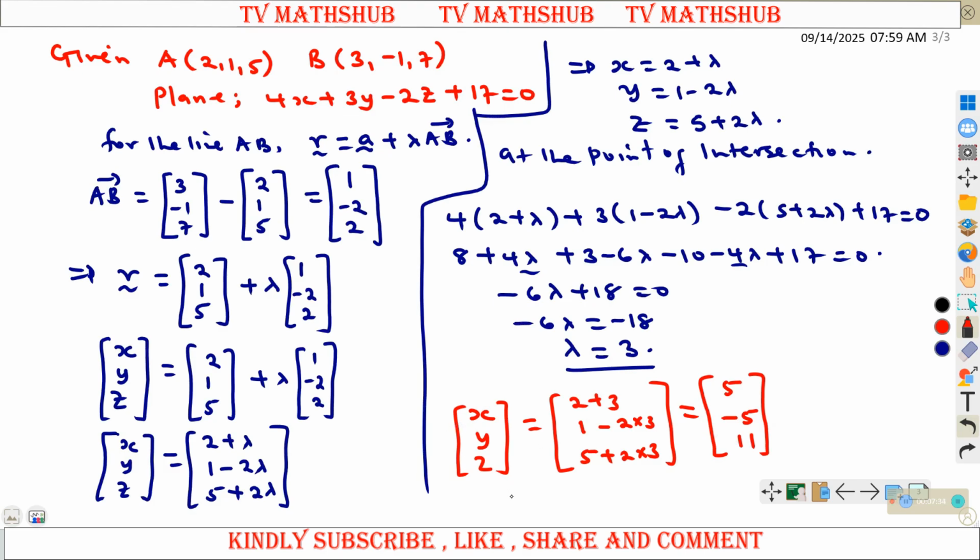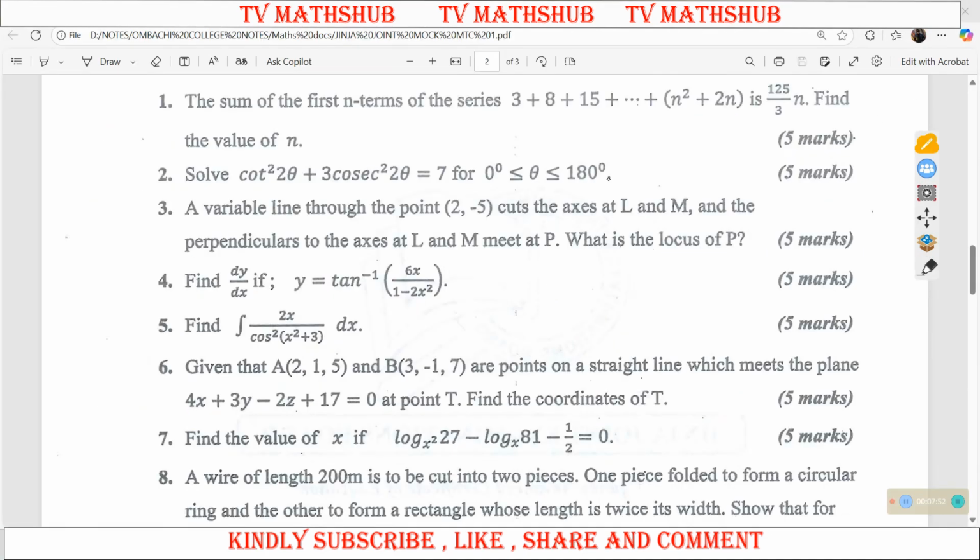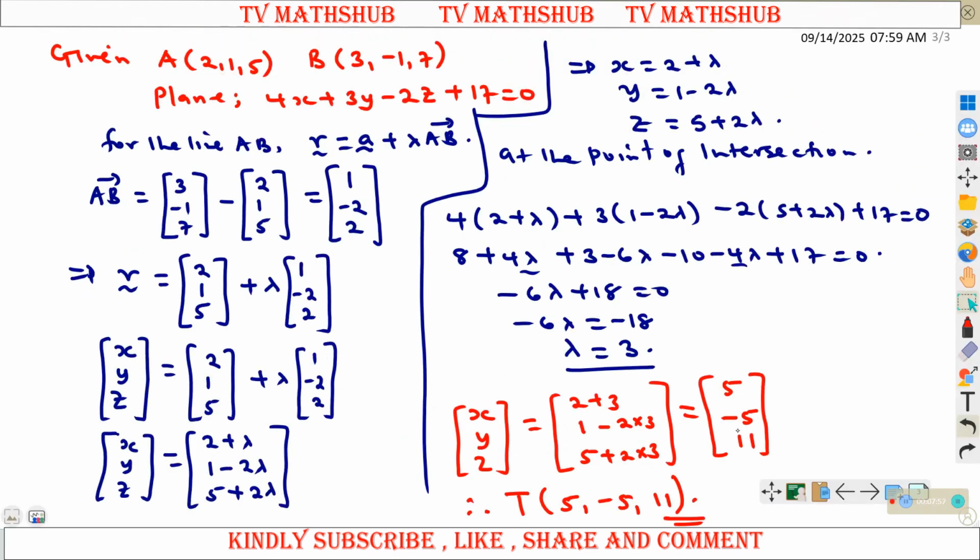But we need the coordinates, so don't forget to have your coordinates in form of x, y, and z, and this will imply that T will be (5, -5, 11). And this will be your solution. So what we required was to get the coordinates for T. So don't leave your answer in column form, you have to conclude your answer in this form. So this will be the solution for question number 6.